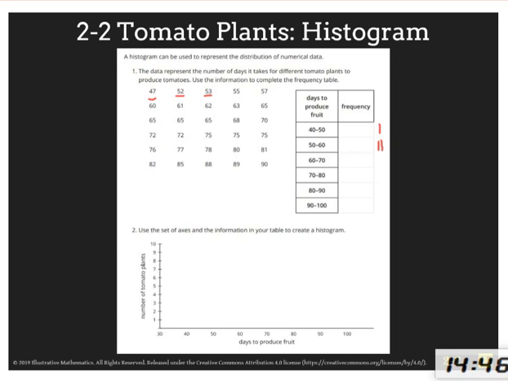One thing I want to point out to you: here I've got a value of 60, and I've got 50 to 60 and I've got 60 to 70, so it's right on the precipice of both. In this instance, you will round up. So 60 will go in the 60 to 70 interval rather than the 50 to 60, and that's just a convention that we have.